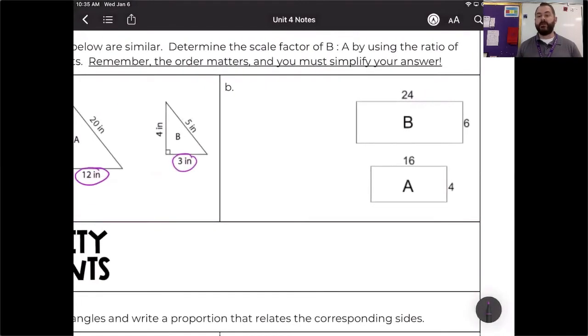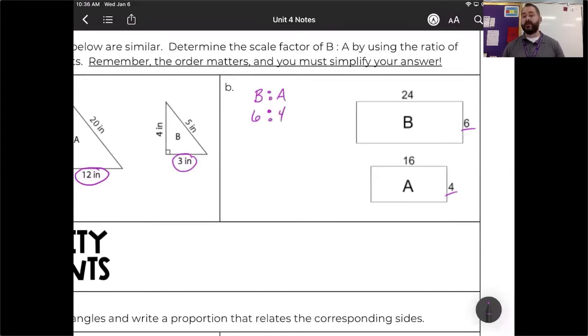On example 1B, however, the polygon B, or rectangle B, is the bigger of the two. So this will be a big to little ratio because we're still going B to A. Pay attention to the order. So I'm going to pick corresponding sides. Now you notice that 24 is the bigger side than 6. So if I wanted to compare the smaller side of that rectangle, I would use side 6. And it has to correspond to side 4. Those have to go together. They're in matching places. They're both the smaller of the two dimensions.